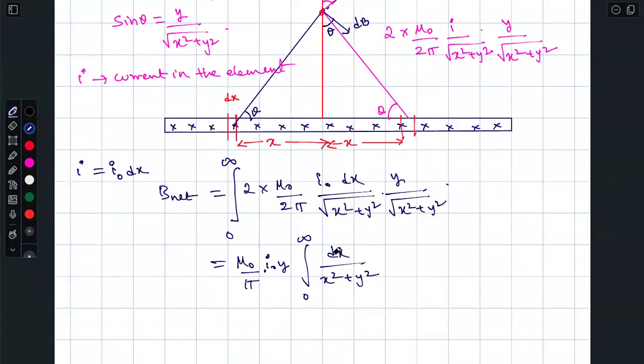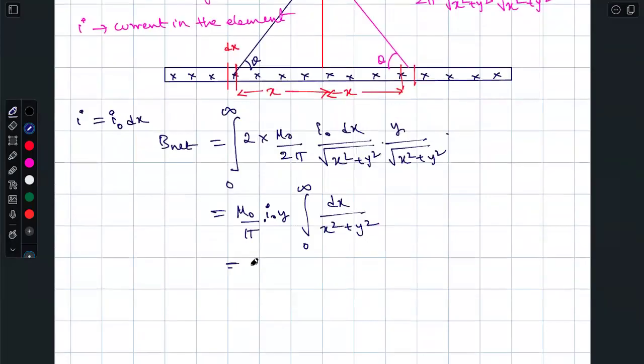This is a tan inverse. No, tan inverse x by y or y by x. Variable x, y constant.